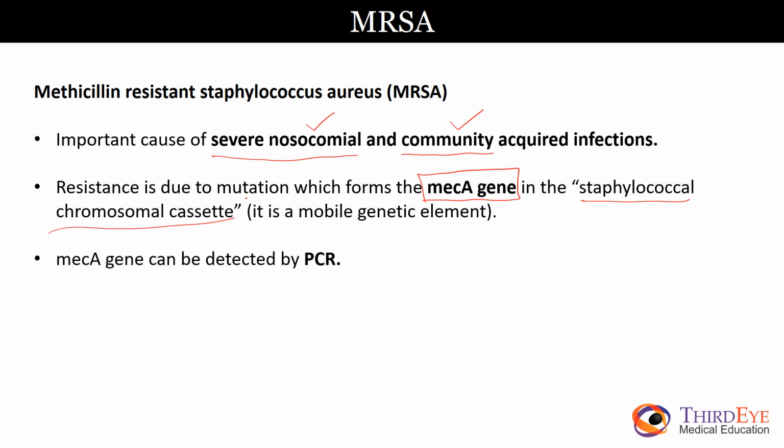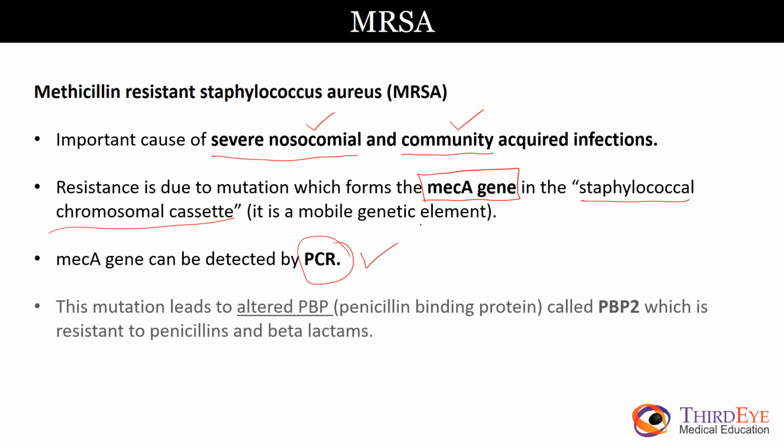Now, we can detect the mecA gene by polymerase chain reaction, which is the most diagnostic and most effective way of diagnosing it. And this mutation leads to an altered penicillin binding protein, and this altered protein is called PBP2a, which is resistant to penicillins as well as the beta-lactams.